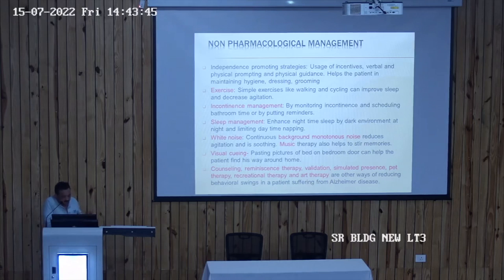Visual cues, posting pictures of bed in the bedroom, so you sleep better. Well, you can try multiple things, but mainly it relies on counseling. Counseling, and you have to relax the patient.